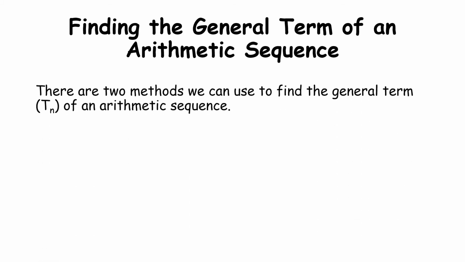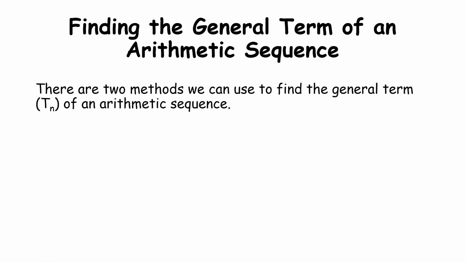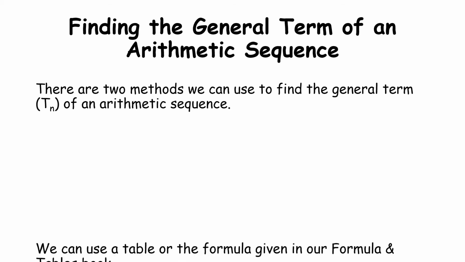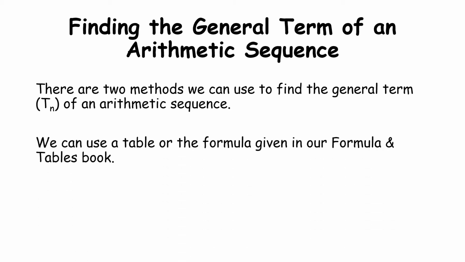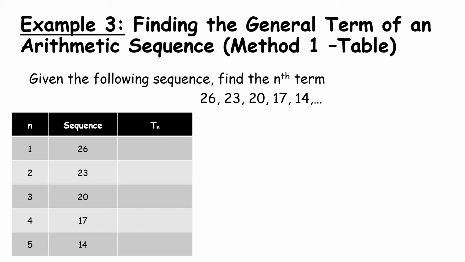So we're going to work 2 different ways of finding the general term, or the nth term, or Tn, of an arithmetic or linear sequence. We're going to use a table, and then we're going to use the formula that is given in the Formula and Tables book. So example 3, find the general term of an arithmetic sequence, and we're going to use the first method, which is a table. So given the following sequence, find the nth term: 26, 23, 20, 17 and 14.